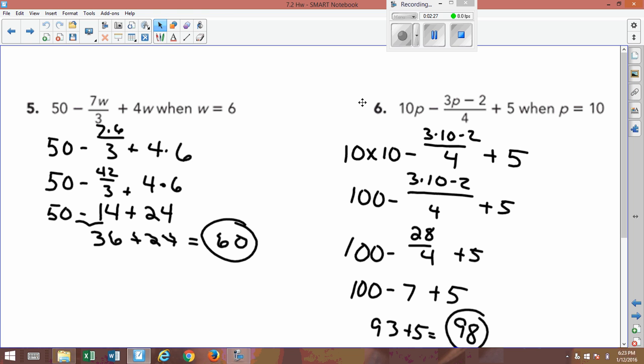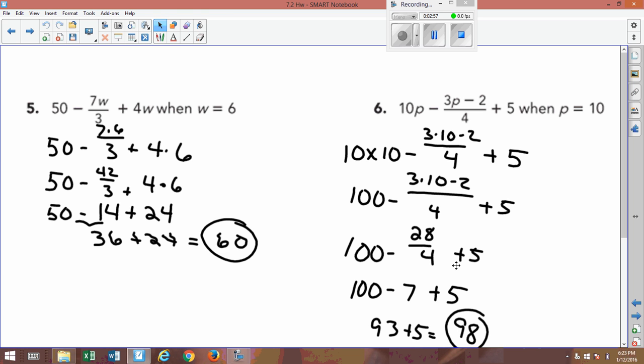Next question. This one's a little tougher. The value of p is going to be 10, so it's 10 times 10, minus 3 times 10 minus 2 over 4. So you got to solve the top part of your fraction first before you actually divide it. Just remember that. So we do 10 times 10 is 100. This is going to be separate. Then you got to solve this portion. So 3 times 10 is 30, minus 2 is 28.